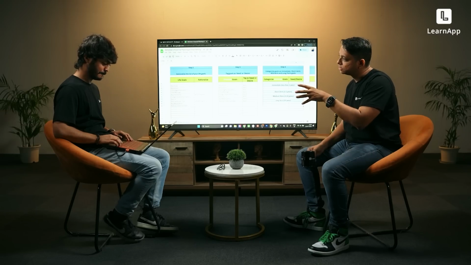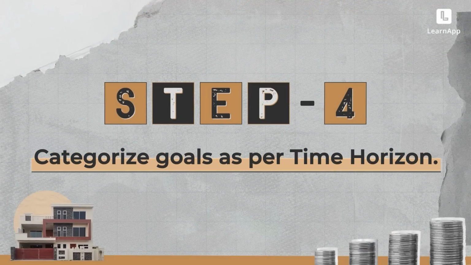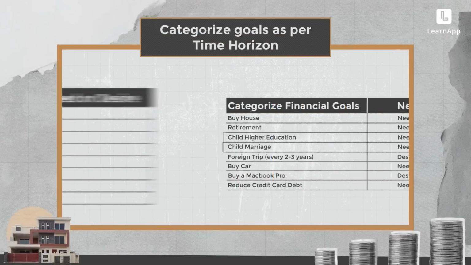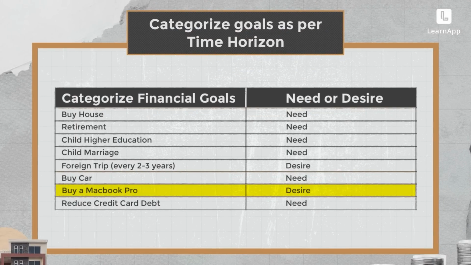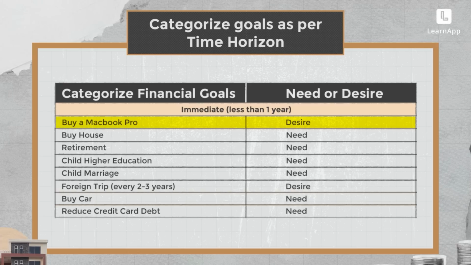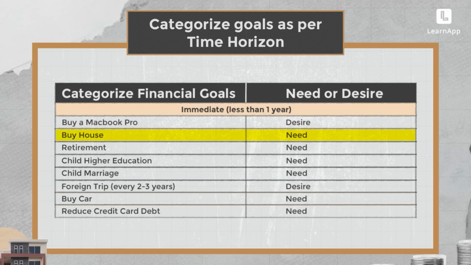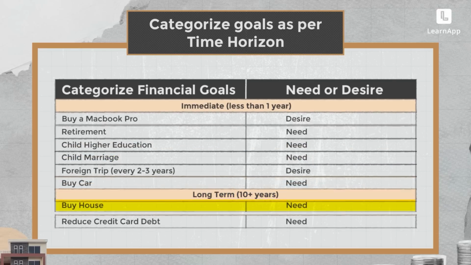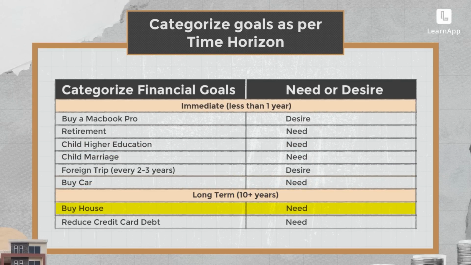Now, another thing we need to do is we need to take these goals and divide them by time. So do you want the MacBook Pro 10 years from now? Or do you want it in like 2 years, soon? And do you want that house to come next month, or do you want it a few years? No sir, so the house plan is like 5-10 years maybe. So categorize it, less than a year, 1 to 5 years, 5 to 10.